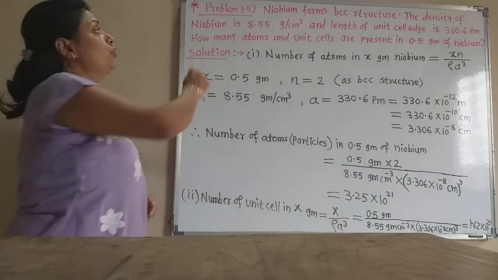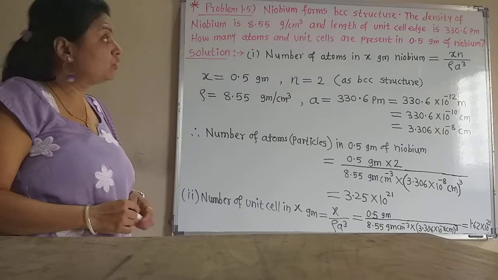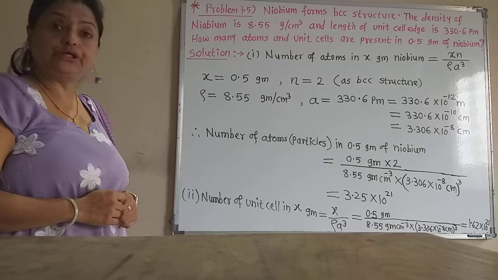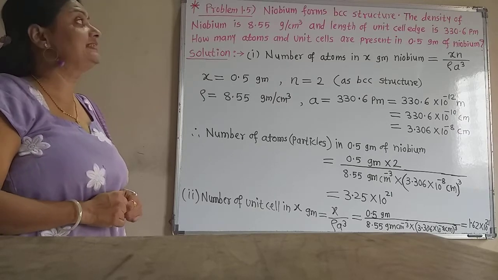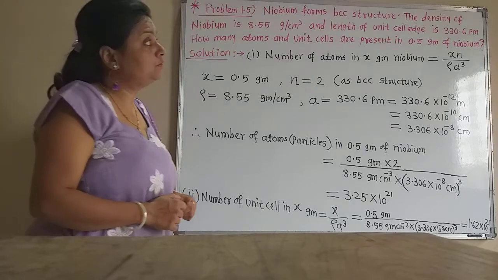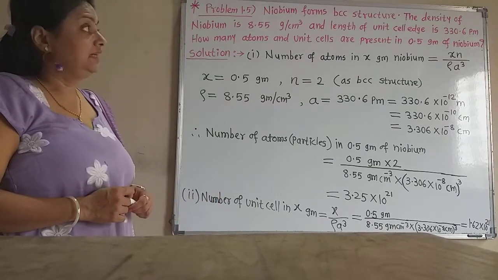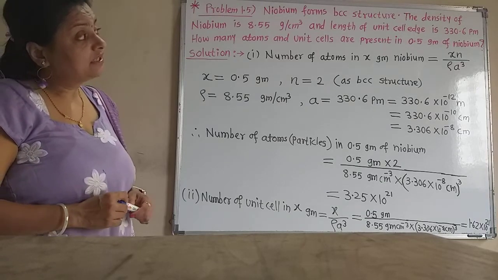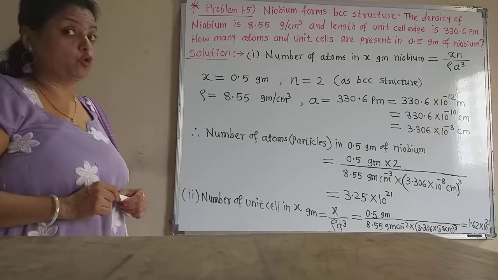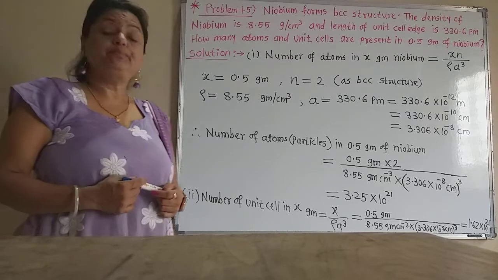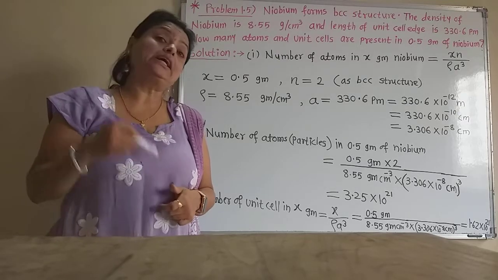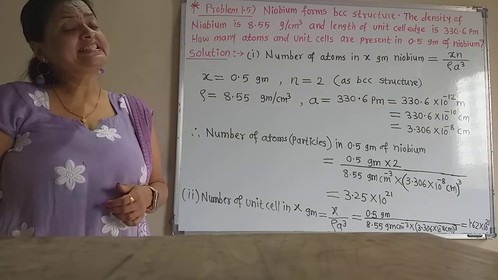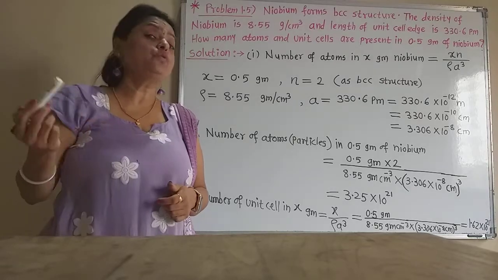The density of niobium is given, rho, that is 8.55 gram per centimeter cube, that is the density of niobium. And the length of the unit cell, that is a, the value of a is given as 330.6 picometer. We know that 1 picometer is equal to 10 raised to minus 12 meter, or 1 picometer is equal to 10 raised to minus 10 centimeter, because 100 centimeter is equal to 1 meter.